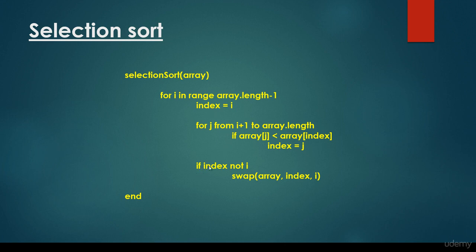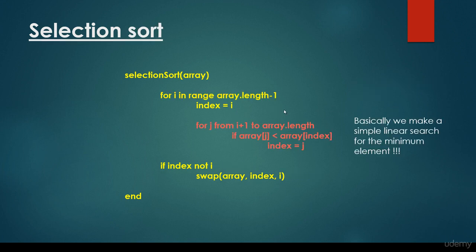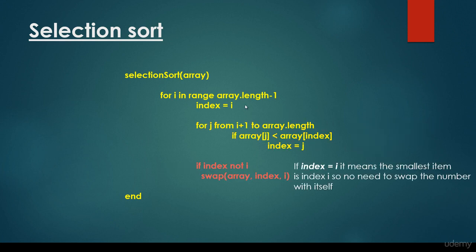Okay. And if the index is not equal to i, we swap it. What does it mean? If the index is equal to i, then it means that the first item is going to be the smallest one, so we don't have to swap the given item with itself. Okay, so again we have to consider all the items. Basically, we make a simple linear search for the minimum element. And if the index is equal to i, it means that the smallest item is at index i, so no need to swap the number with itself.